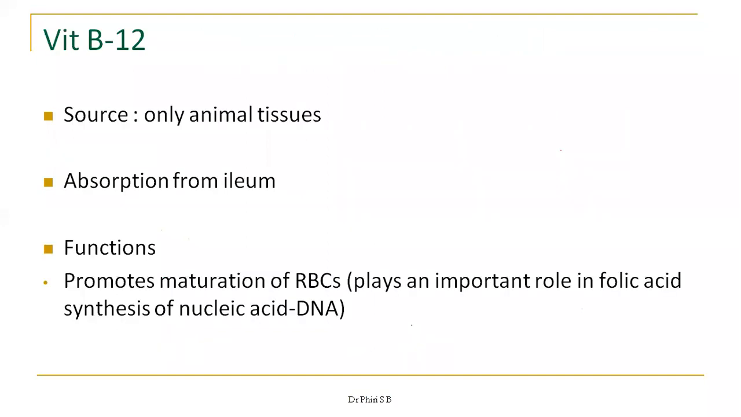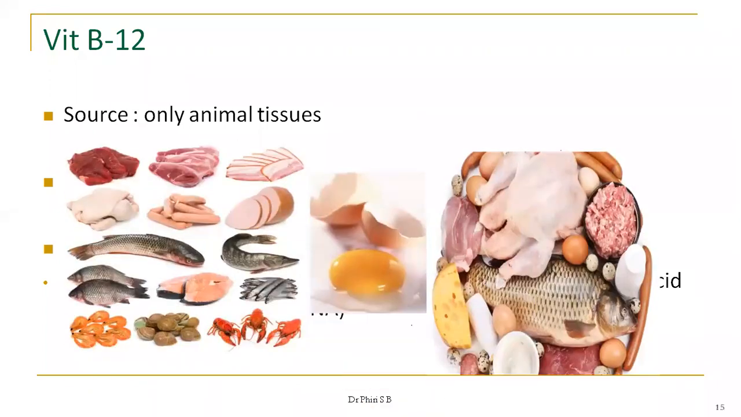The source of vitamin B12 mainly is from animal tissue. So animal tissue has a lot of vitamin B12. The intrinsic factor is the one that is going to help the absorption of vitamin B12, but the absorption of vitamin B12 is taking place within the ileum. So you have the small intestines, the last part of which is called the ileum, and it is the one that is involved in absorption of vitamin B12. So these are animal tissues that are rich in vitamin B12.